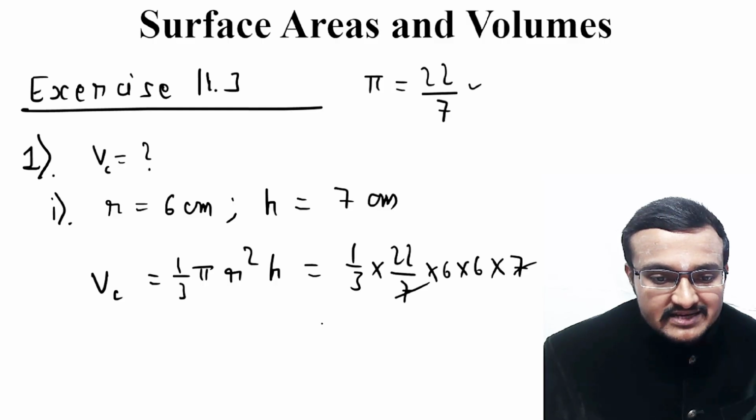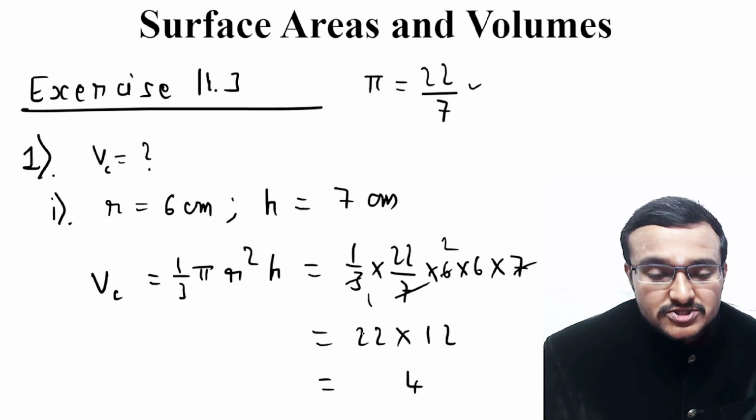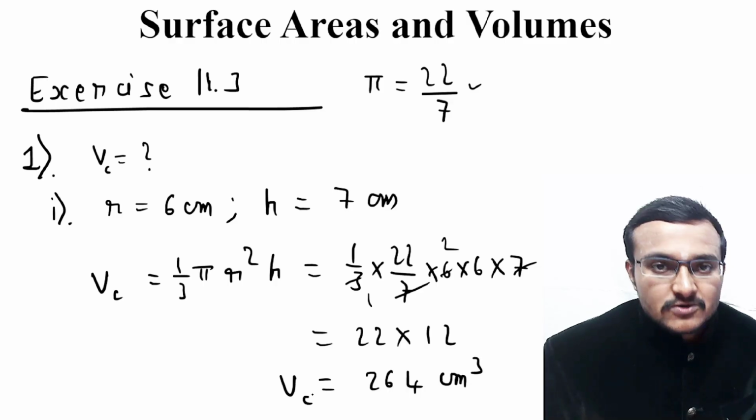So here 7 in 7 gets cancelled with each other. 3 ones are 3, 3 twos are 6. So 6 twos are 12. So 22 into 12. So 12 twos are 24, 2 carry, 12 twos are 24, plus 2 will be 26. So 264 centimeter cube will be the volume of this cone.